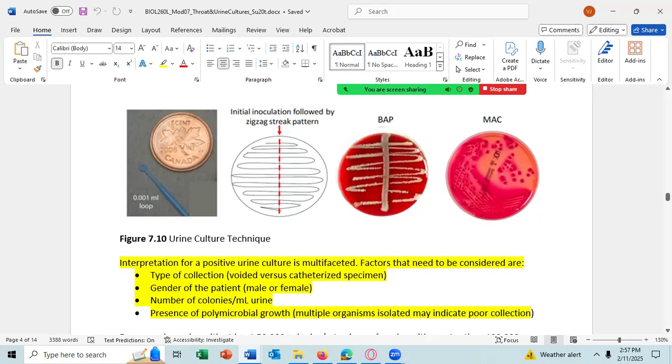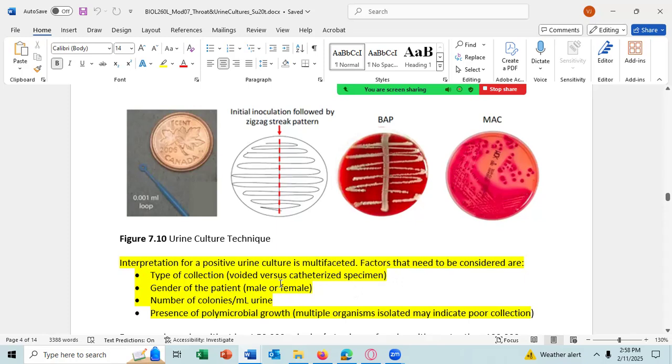The interpretation for a positive urine culture is multifaceted. Some factors that are considered when you're looking at two plates from urine cultures is the type of collection. Was it voided, meaning the clean catch method, versus a catheterized specimen, obviously with or suprapubic aspiration.